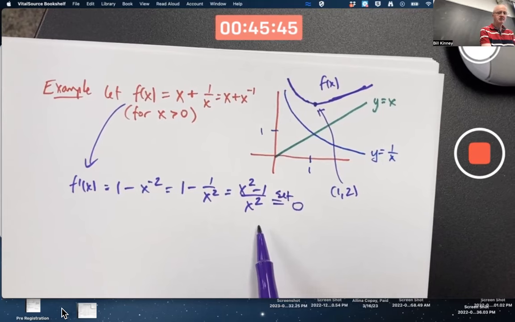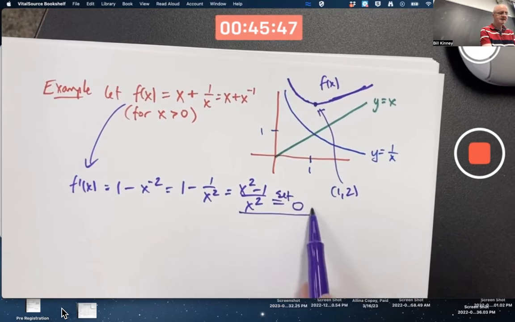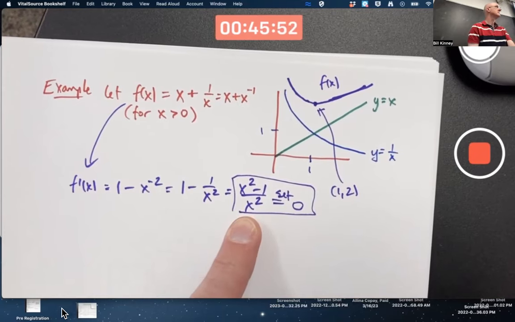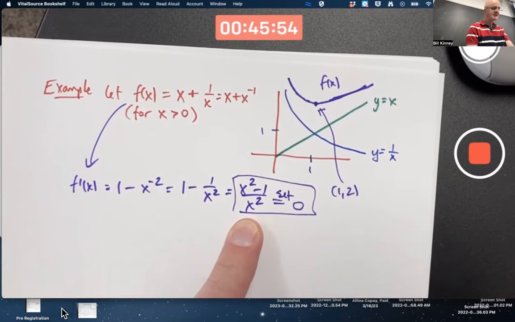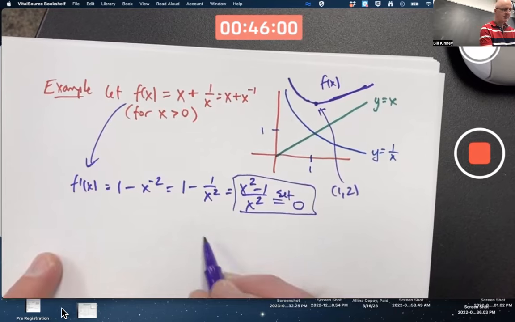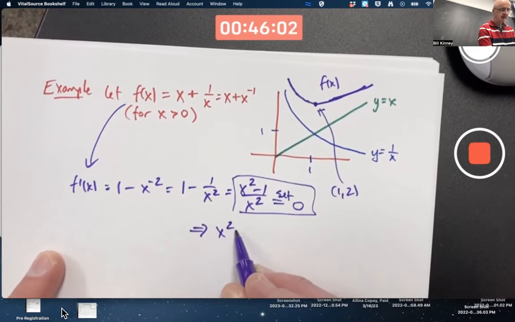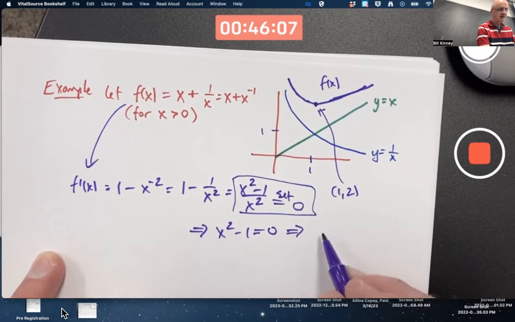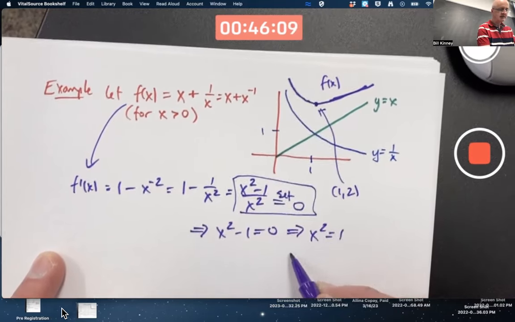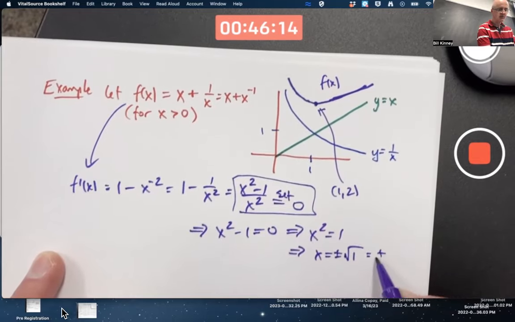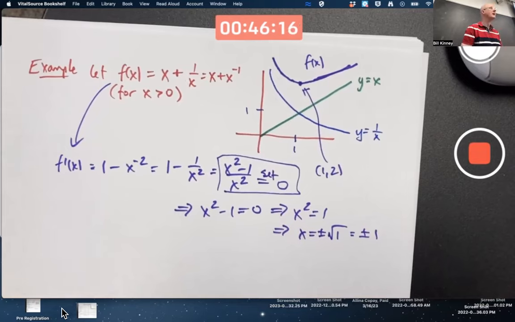In this example, if I focus on this equation here, the only way this fraction can be 0 is if the top is 0. Now, the bottom is 0 when x is 0, but then the function's undefined, so we don't think about that. We can focus on just the top, which can be easily solved for x, either by factoring or by taking the plus or minus square root of 1 to get plus or minus 1. The critical points are plus or minus 1.